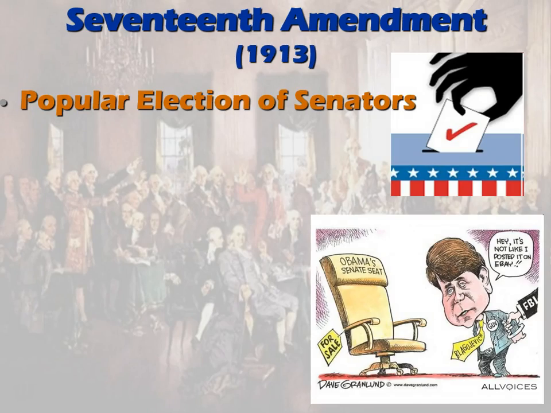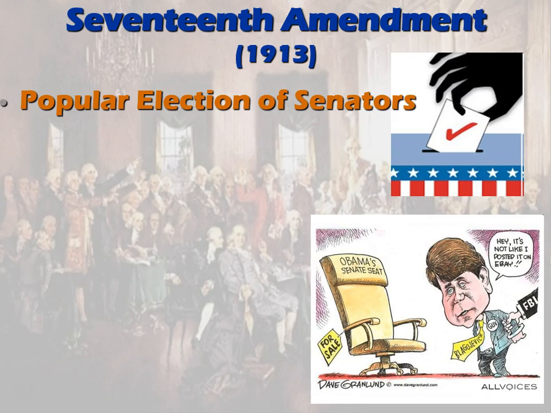Next key amendment we're going to look at is the 17th Amendment of the Constitution. This comes about after the populist movement and progressive era in American history. If you remember back to the progressive era and the populist movement, we know that a lot of farmers in American history wanted more rights to the people, wanted more power to the people.